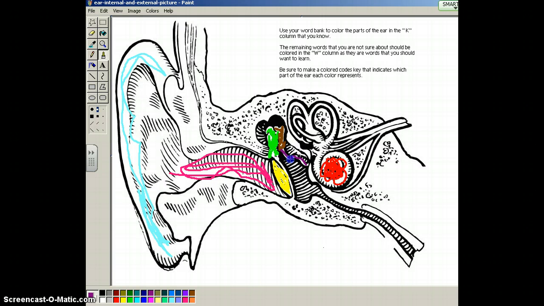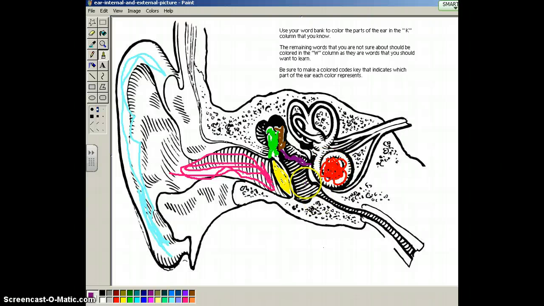Right here, that will be your stapes or your stirrup. And once the stirrup gets set into motion, it starts the fluid in the cochlea, which is this red area right here, this snail-like area that I had colored first. The liquid in the cochlea begins to move around and move against the microscopic hairs that are in the cochlea and starts to send electric signals to your brain to let your brain know that a sound was heard.